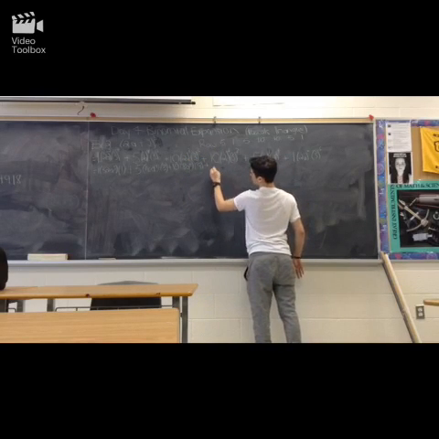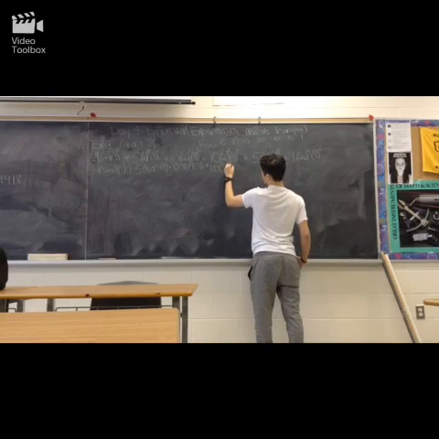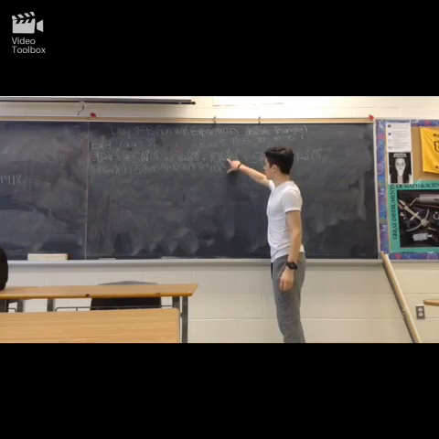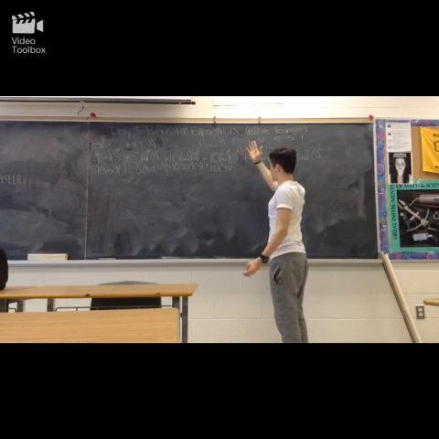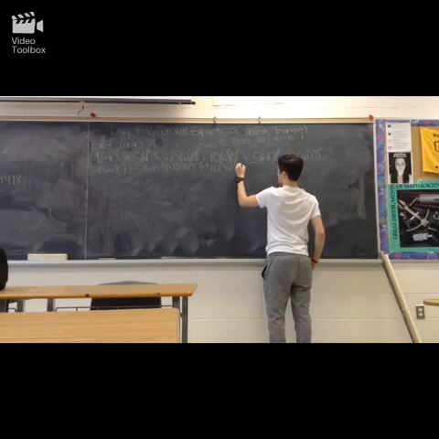Then this one's going to be 10 times 4a squared, because 2 to the power of 2 is 4, and a squared is a squared. And then 3 to the power of 3 is 27.